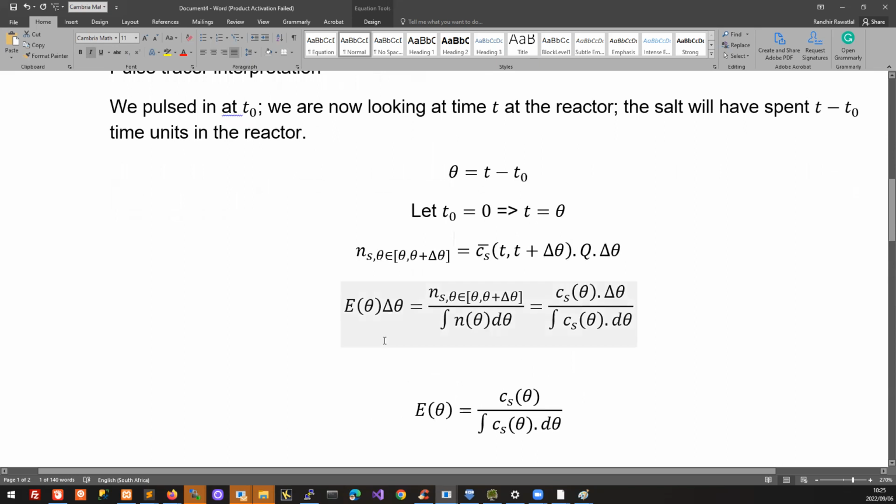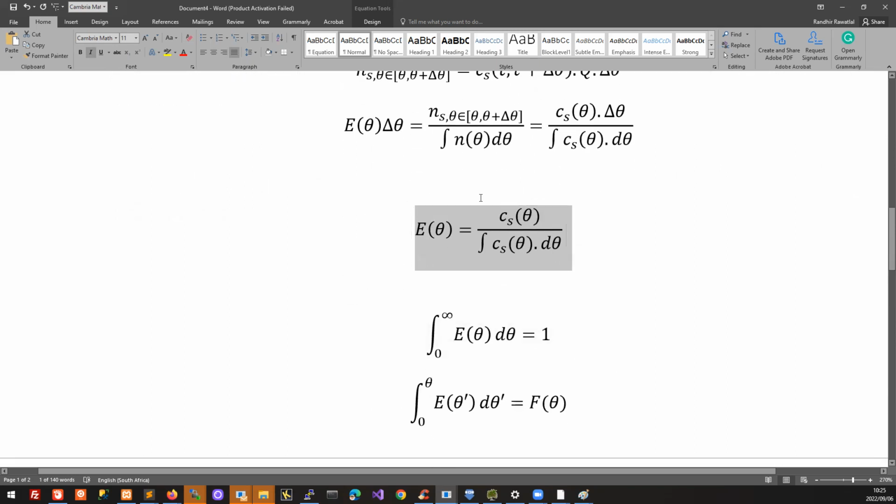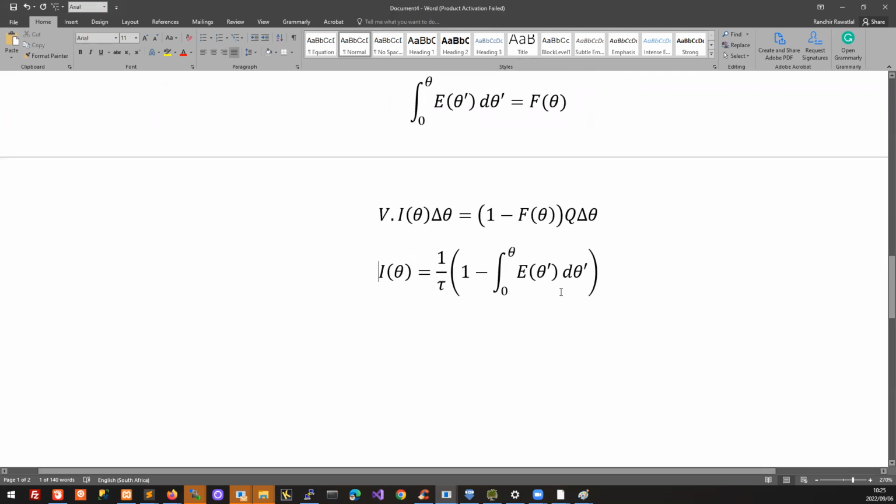And by the same token, this relationship is also always true. We didn't assume anything about this reactor type. And if you think about it in the practical, this is what you use to estimate E of theta. You never said, okay, this is more like a CSTR, therefore I have to use this equation, or this is more like a PFR, so I have to use that equation. So this applies to any type of mixing. You can always do this to estimate E of theta, and then you can always use this to estimate I of theta.